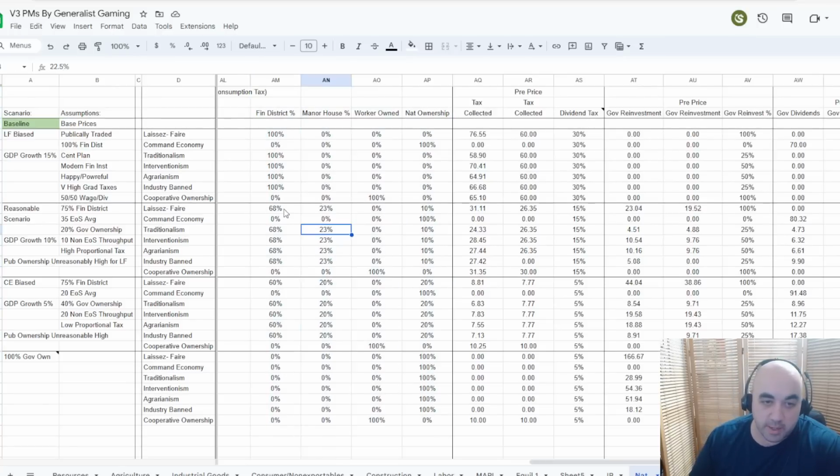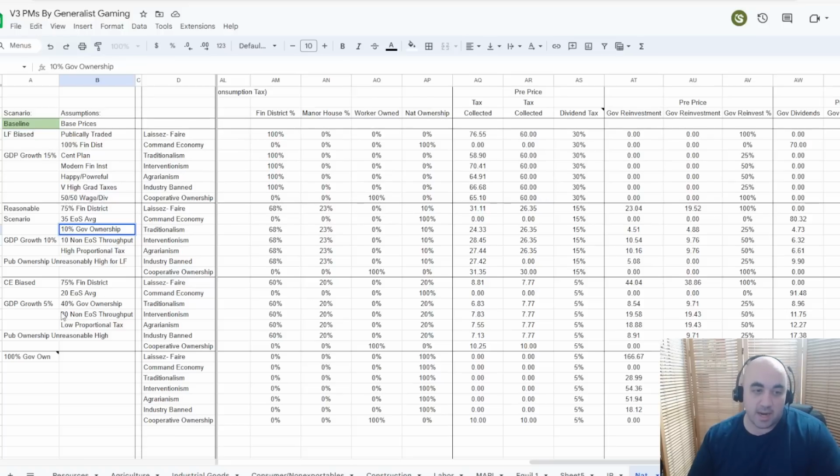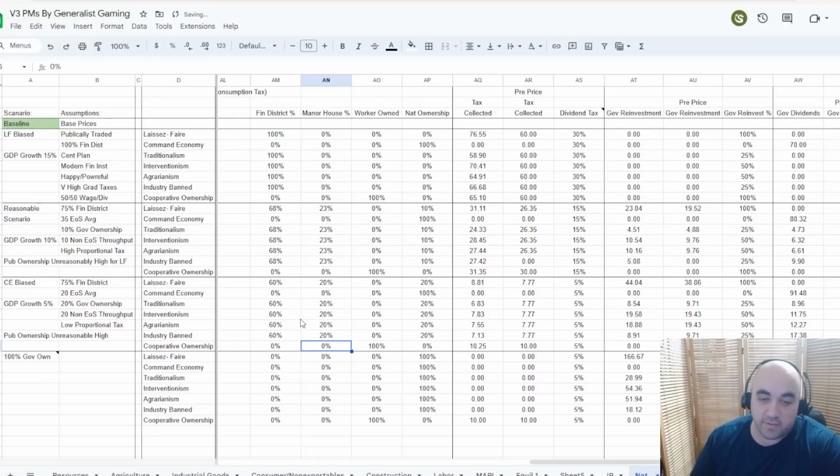You can see here, for example, 75% of the building here, 75% of the financial districts, 90% total, is going to be owned by not financial district. Oh, wait. This is 10% government ownership, and this is 20%. Let's change this. In any case, I still think 10% is not going to be achievable under laissez-faire, but this is actually just entirely a more reasonable figure. This figure does favor the other non-command economy things.